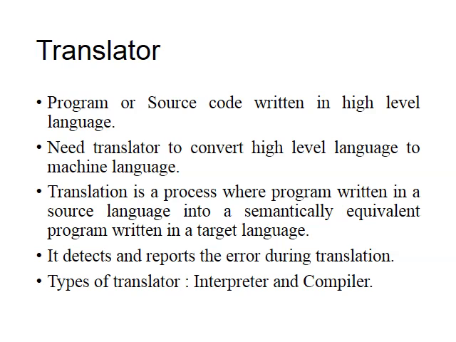A translator is a process where a program written in a source language or high level language is converted into a semantically equivalent low level language, or a target language, or machine understandable form. So for this purpose we need a translator. It detects and reports the errors during translation. Translators are of two types or more: interpreter and compiler.